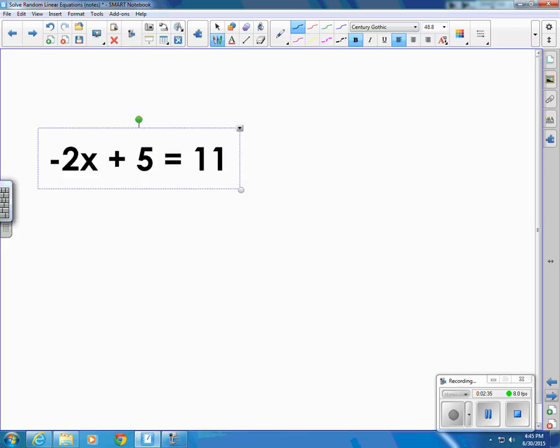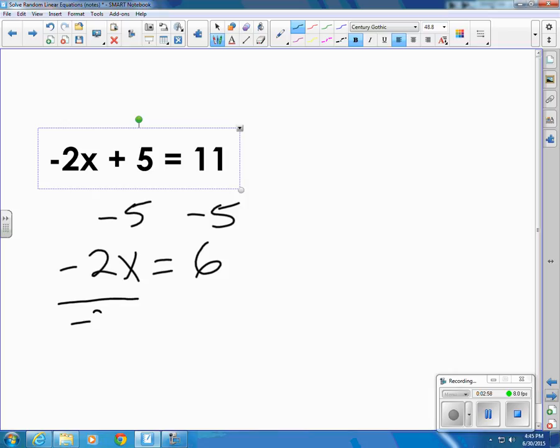Negative 2x plus 5 equals 11. The opposite of add 5 is subtract 5. Whatever I do on one side of the equation, I have to do on the other, so that it will still be equal. So negative 2x is equal to 11 minus 5 is 6. Well, the opposite of multiply by negative 2 is divide by negative 2. Whatever I do on one side, I have to do on the other side, so that it will still be equal. So x is equal to, well, negative 2 divided by negative 2 is 1.